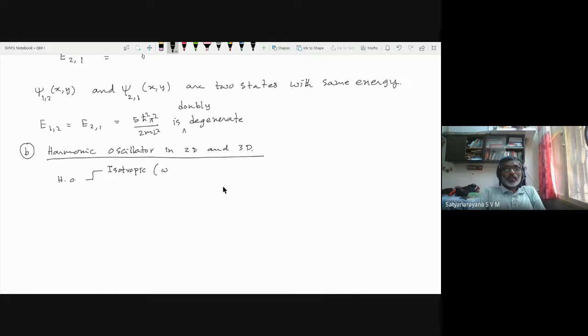That means omega is the same for all dimensions. And we can have something called anisotropic. Then in that case, omega is different in different dimensions.